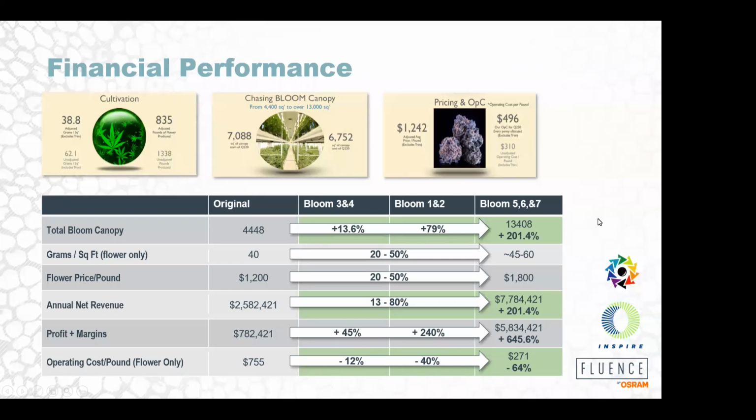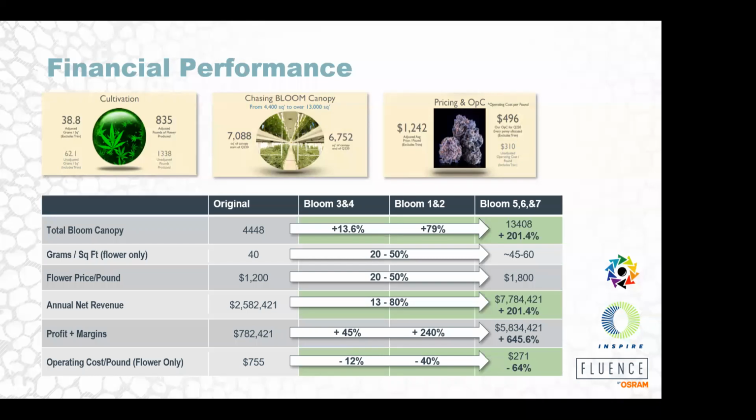their increases are exponential, right, through their Bloom 3 and 4 upgrade to the Bloom 1 and 2 upgrade to now with the full canopy of their full bloom set, which is about 13,000 square feet of bloom canopy alone. You can see their delta is quite favorable here, going from 40 grams per square foot to over 60 grams per square foot, a price per pound of flower starting at around $1,200 per pound and going up, minimally to $1,800 if not more, as well as something that I want to show you guys, which is a very important part of the financial performance, which is the operating cost per pound of flower.